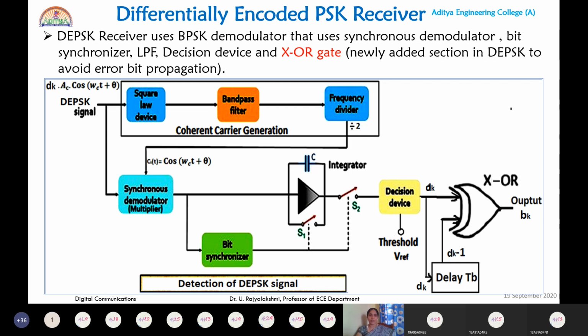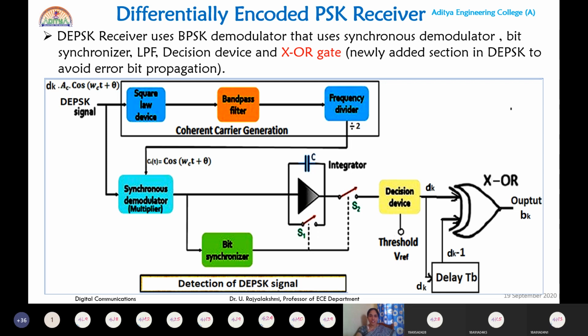Once both are open, integration will be performed. When S1 is closed at the starting of the bit, our past integrated data is set to 0. During the bit interval, S1, S2 both are open, and the low pass filter performs integration. After completion of the bit duration TB, S2 is closed and S1 is open. Once S2 is closed, the integrated data of the corresponding bit will be forwarded to the decision device.